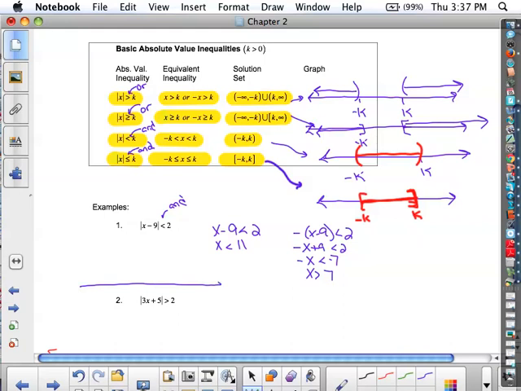So on the number line, here is 7, here is 11. If x is less than 11, I have this line. X is greater than 7, I have this line. So the region is between 7 and 11, and in interval notation, that's (7, 11). Number 2 is an or.